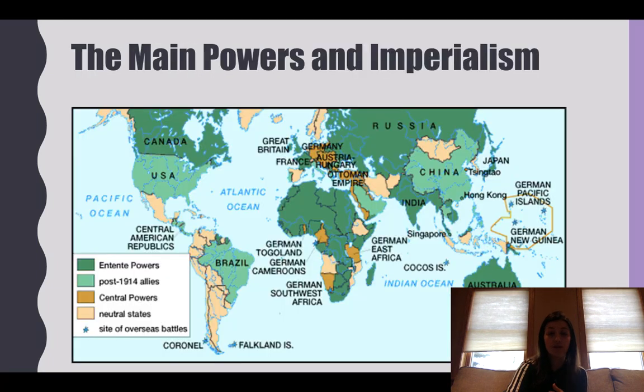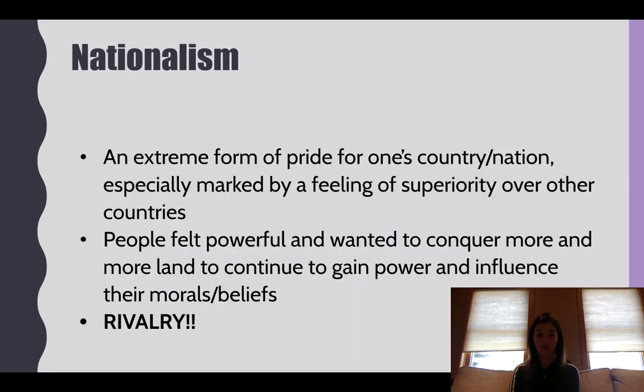Which finally brings us to our final cause of World War I, and that is nationalism. And nationalism is this extreme form of pride for one's country or nation. Now, here's an important thing to note. Nationalism and patriotism are not the same thing. Patriotism is you are proud to be from your country. Nationalism means you feel superior to others, which fuels into that idea of humanitarianism and social Darwinism. And people felt very powerful and wanted to conquer more and more land to gain power and influence.